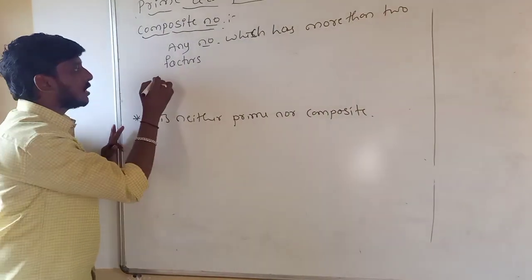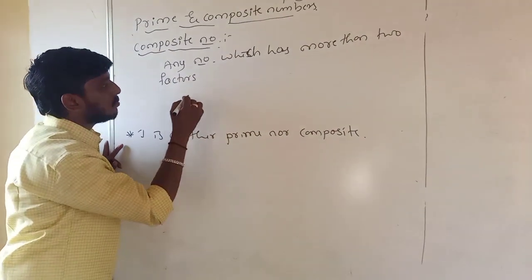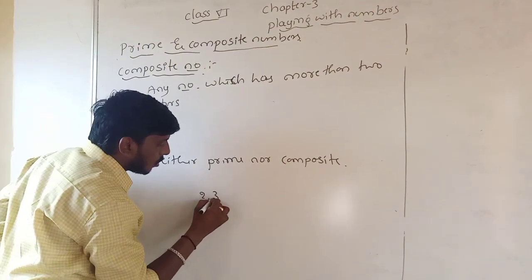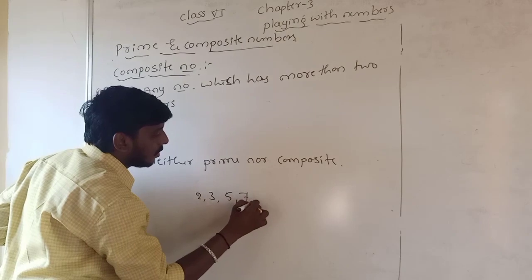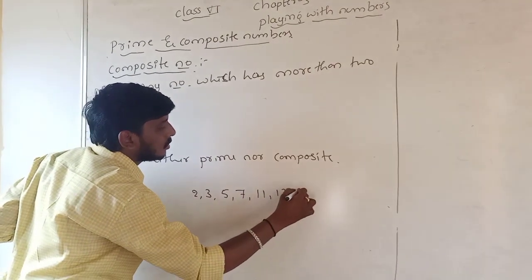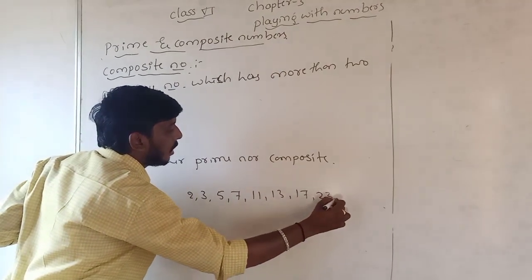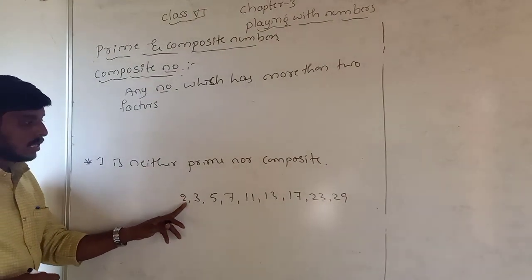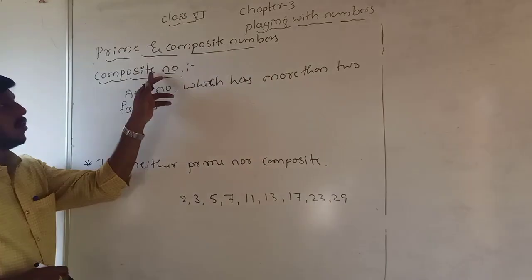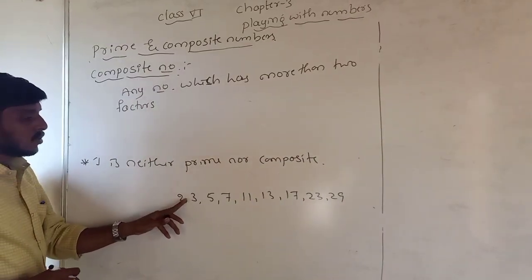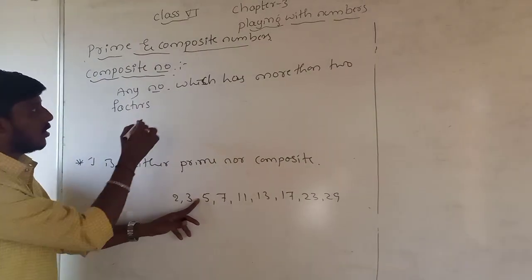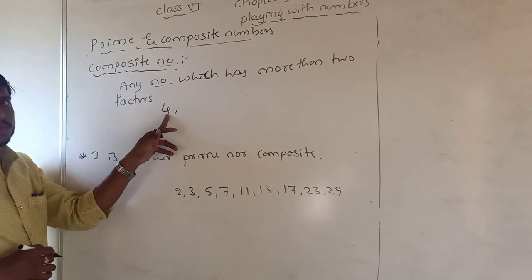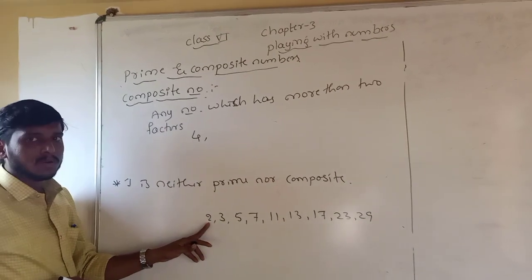So for example, what are the prime numbers? Just I will give the example of prime numbers: 2, 3, 5, 7, 11, 13, 17, 23 and 29. One more definition: the numbers which are not prime are called composite numbers, because here 2 and 3 are prime numbers. Next number 4. So 4 is a composite number. So what is the first composite number? 4. The first prime number starts from 2.